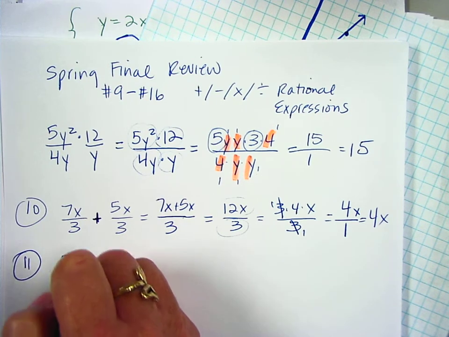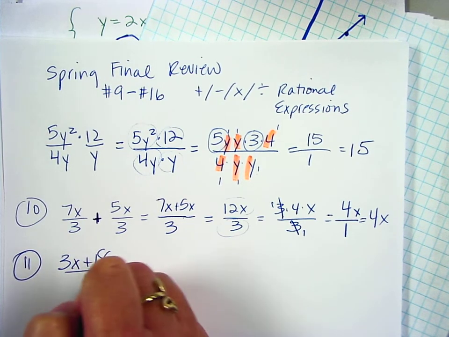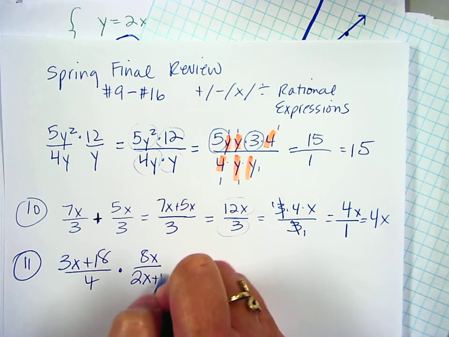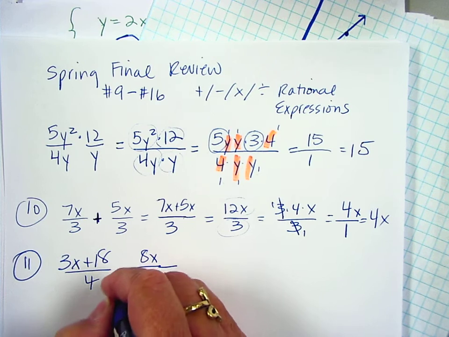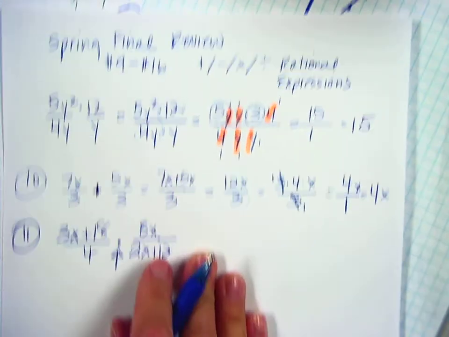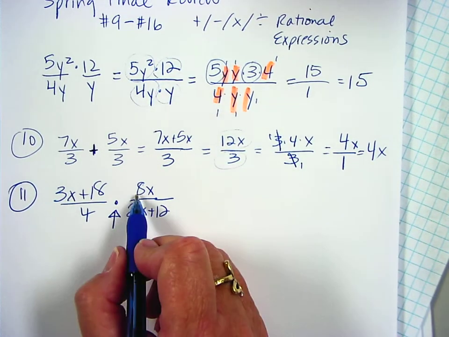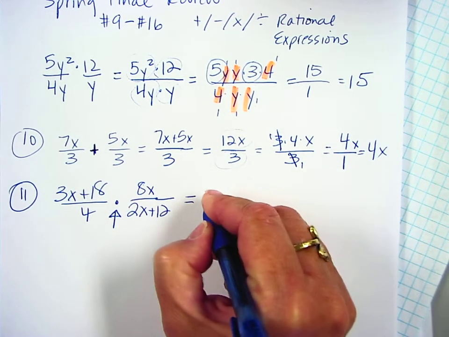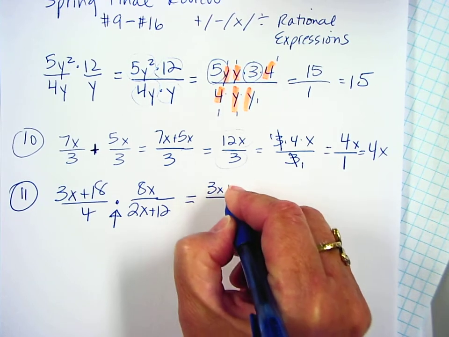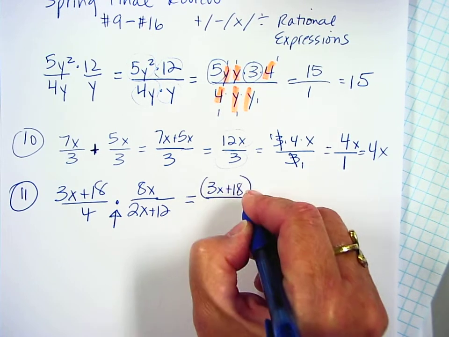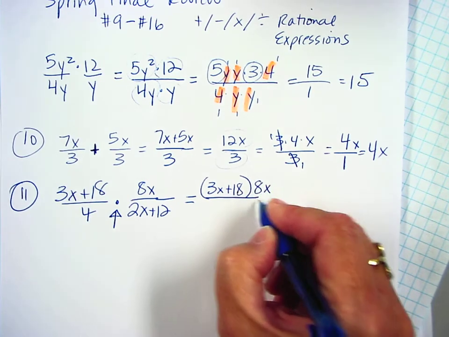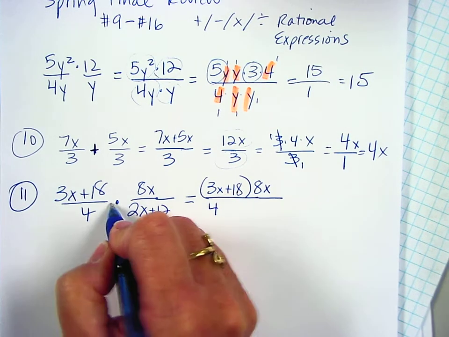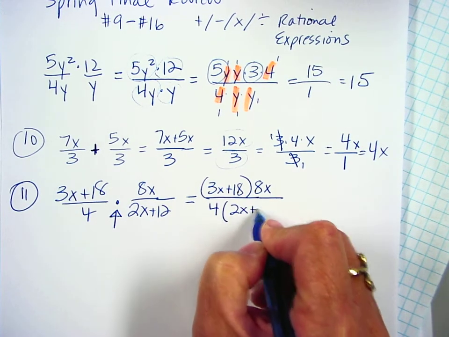Number 11, 3x plus 18 over 4 times 8x over 2x plus 12. Multiply. Don't need a common denominator. That's for adding and subtracting. Multiplying fractions. Give it a try. Multiply straight across. So here's what I'm going to do. I'm going to multiply 3x plus 18 times 8x. And then I'm going to multiply 4 times 2x plus 12.